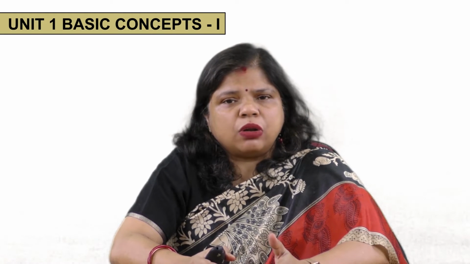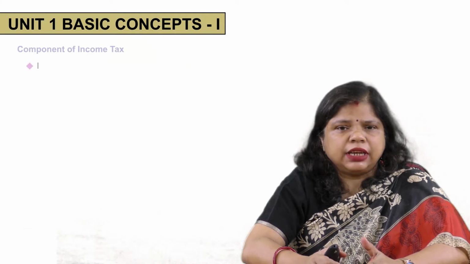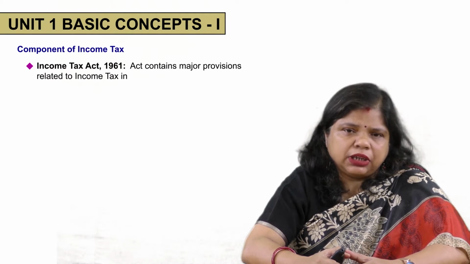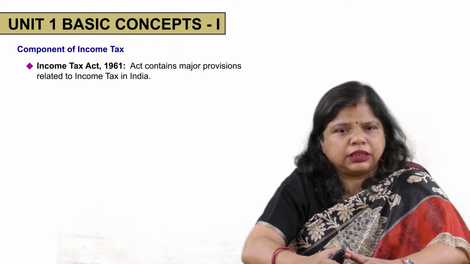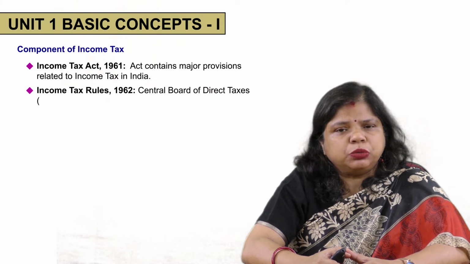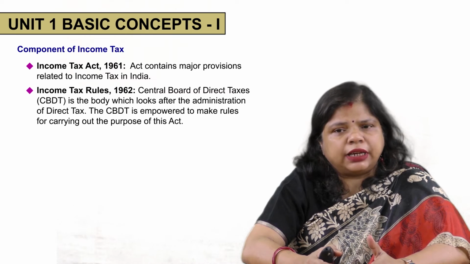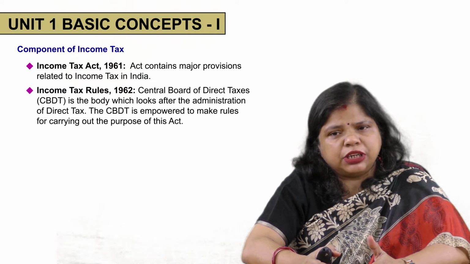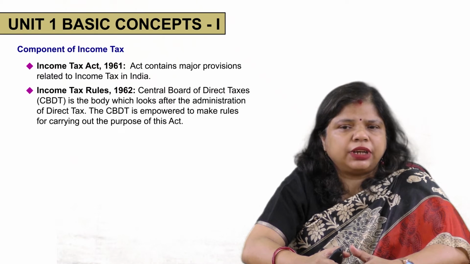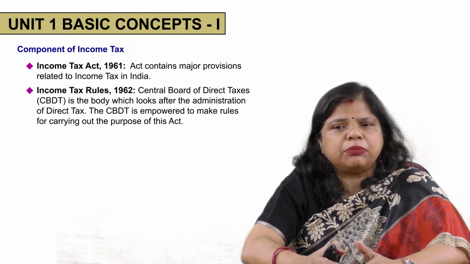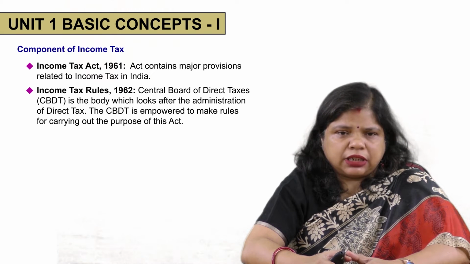So, the income tax law in India consists of the following components. Income Tax Act 1961: the act contains the major provisions related to income tax in India. Income Tax Rules 1962: the Central Board of Direct Taxes, also known as CBDT, is the body which looks after the administration of direct tax. The CBDT is empowered to make rules for carrying out the purpose of this act.